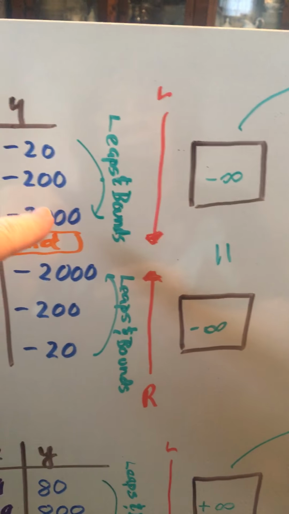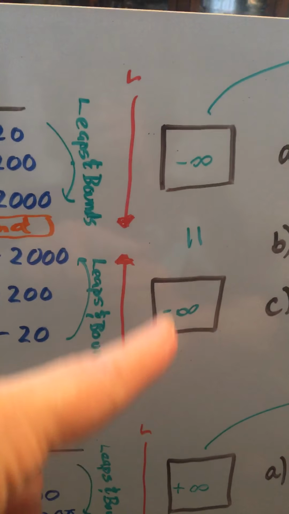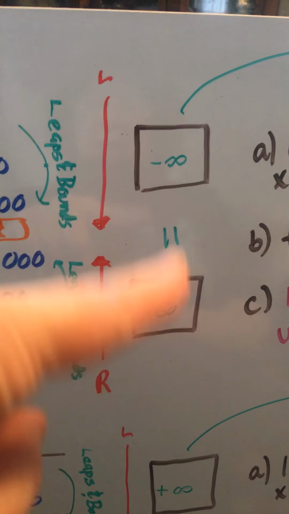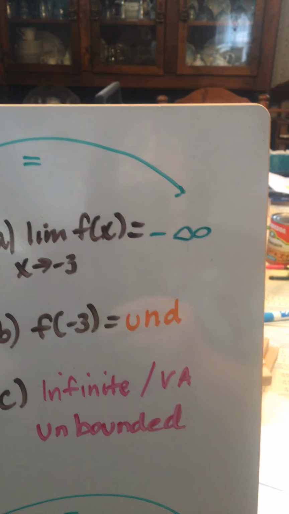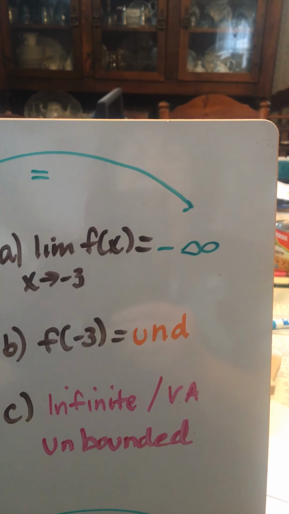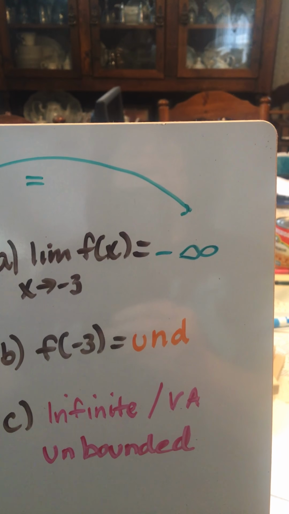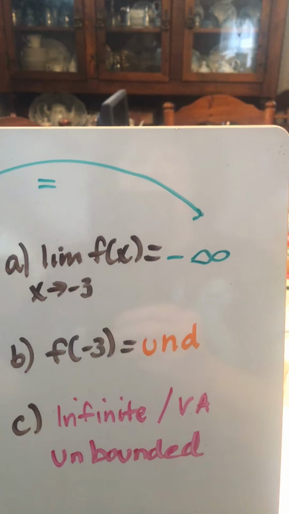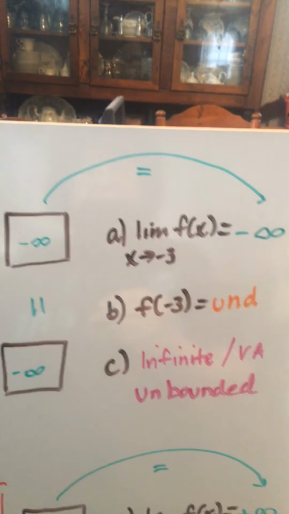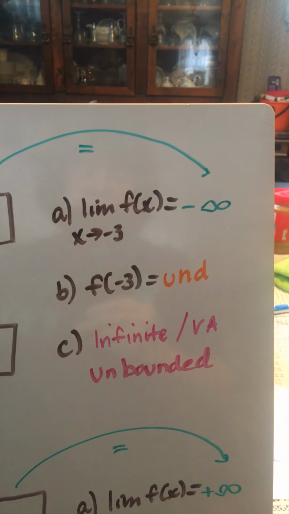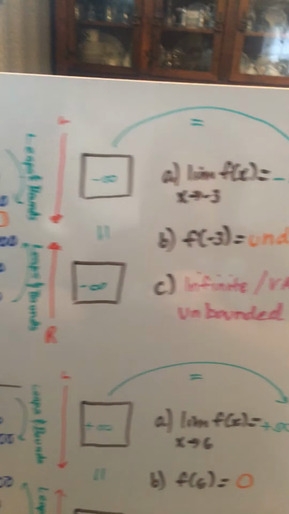And so I see this is heading towards negative infinity, and this is heading towards negative infinity. They're both negative infinity. DNE, but we write negative infinity. Since they're both negative infinity, the limit is called negative infinity. If you wrote it in writing, you would say the limit does not exist, but both sides are heading towards negative infinity. The function value doesn't exist, but we have infinities. So the answer is it's an infinite discontinuity. It's a vertical asymptote. It's unbounded.